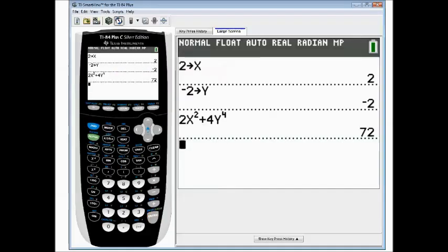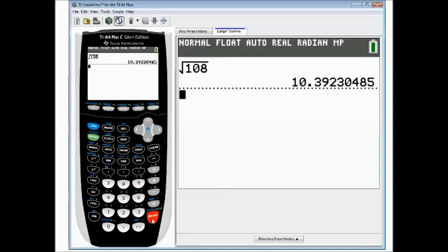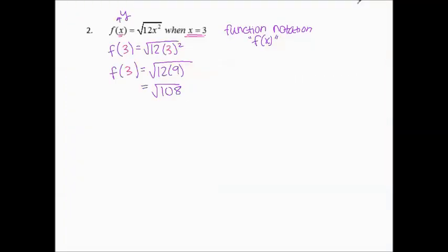And if I type that in on my calculator, my square root button, second x squared is my square root button, 108 is about 10.39. So the square root of 108 is approximately 10.39.